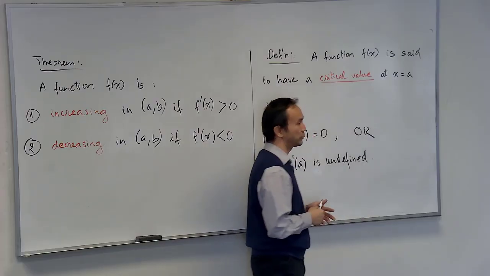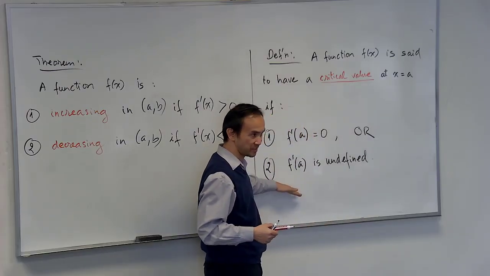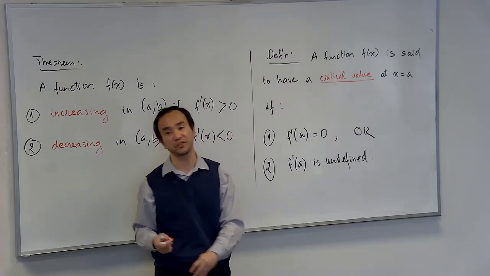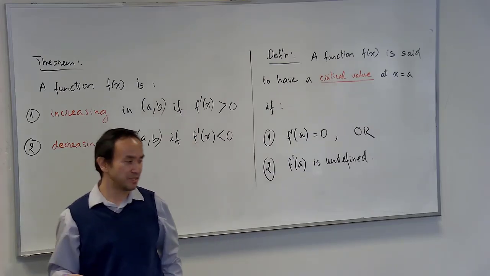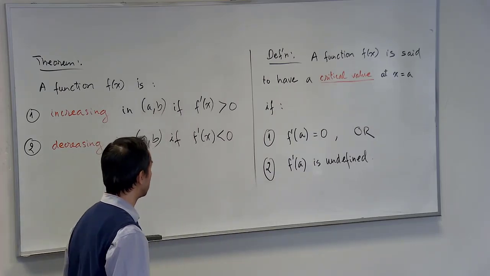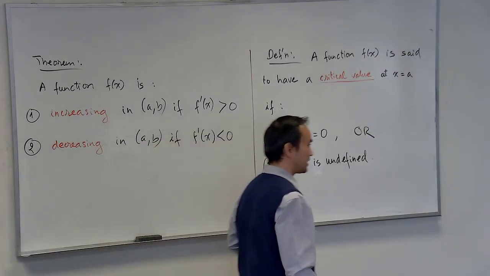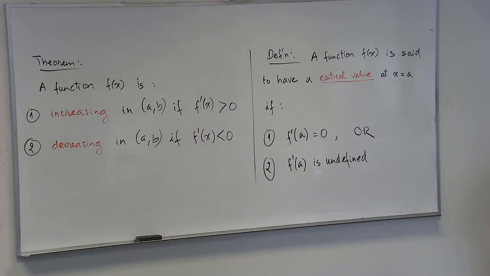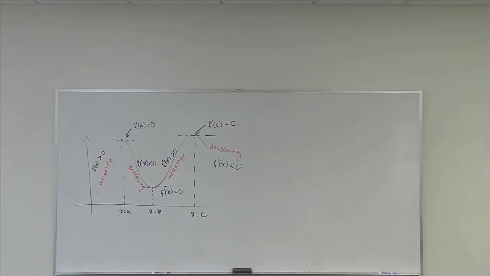Right? So we only need as long as one of the criteria here is met, then that means the function has a critical value at that given value x equals a. And so a definition is a way to name something. So we just now give a name to what it means by being called a critical value.